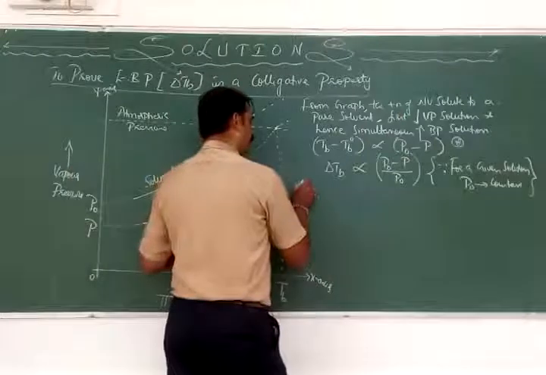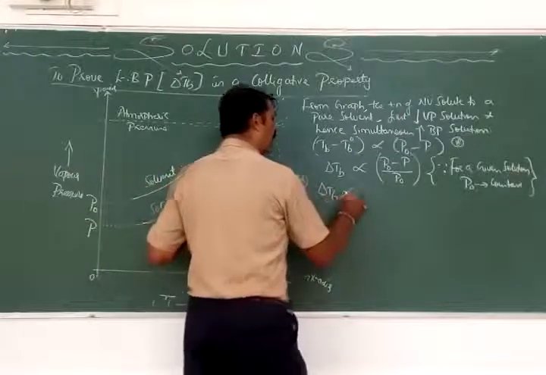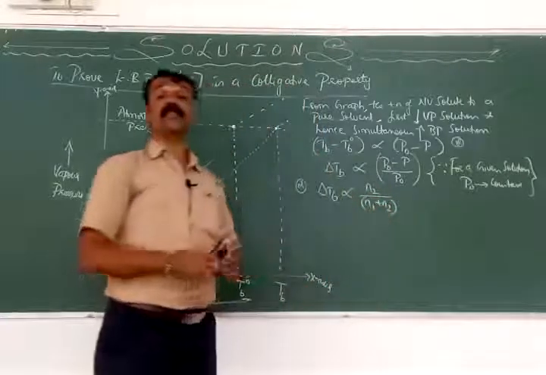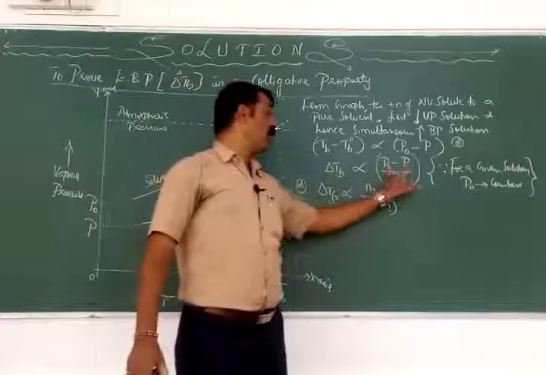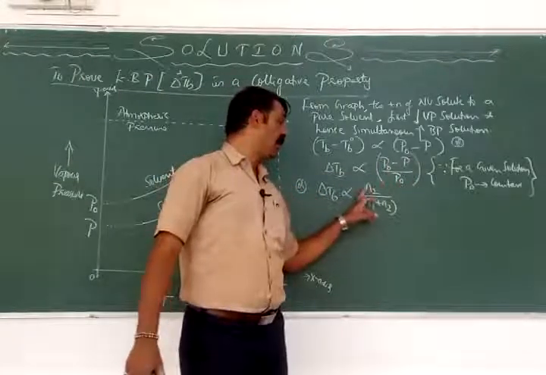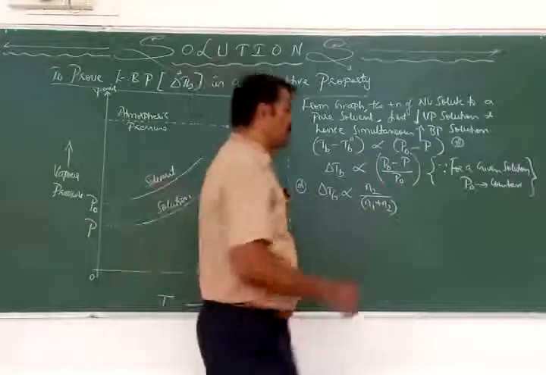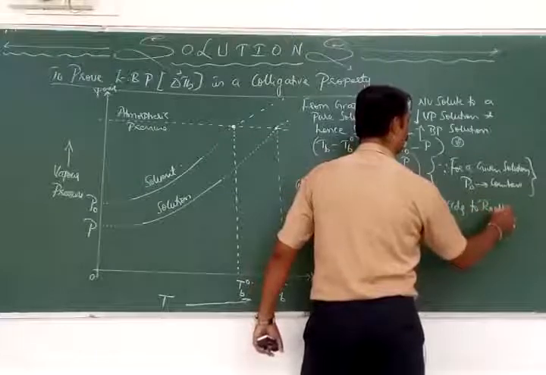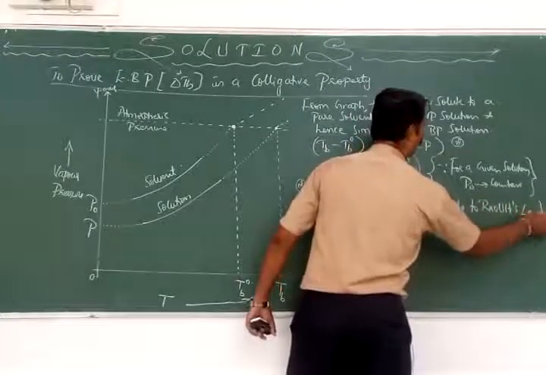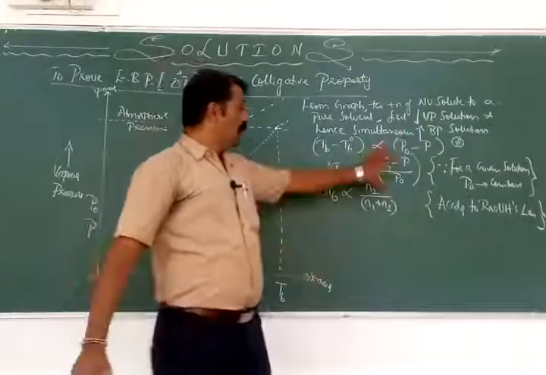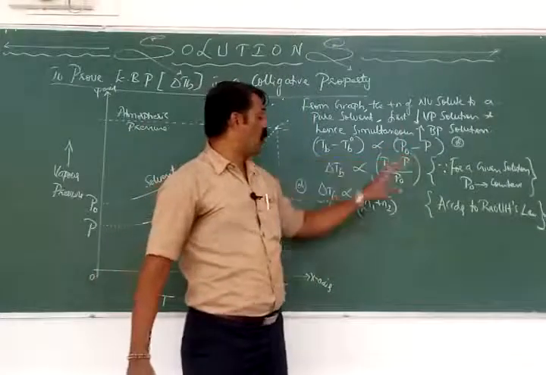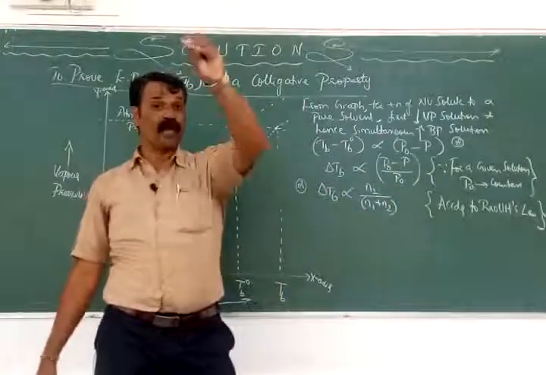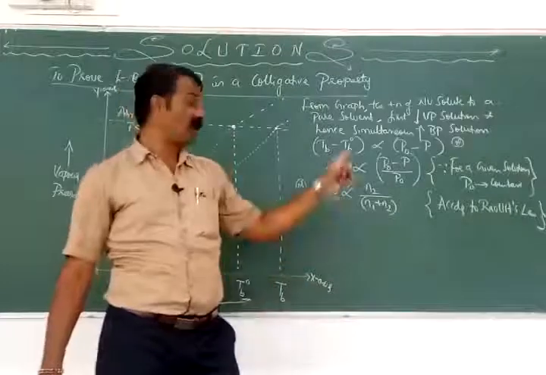Also, delta TB is proportional to N2 divided by N1 plus N2. Instead of P naught minus P divided by P naught, I have written N2 divided by N1 plus N2. This is according to RL, Raoult's law. What is Raoult's law? The relative lowering of vapor pressure is equal to the mole fraction of the solute. How do we write mole fraction? N2 divided by N1 plus N2. That is the application of Raoult's law.